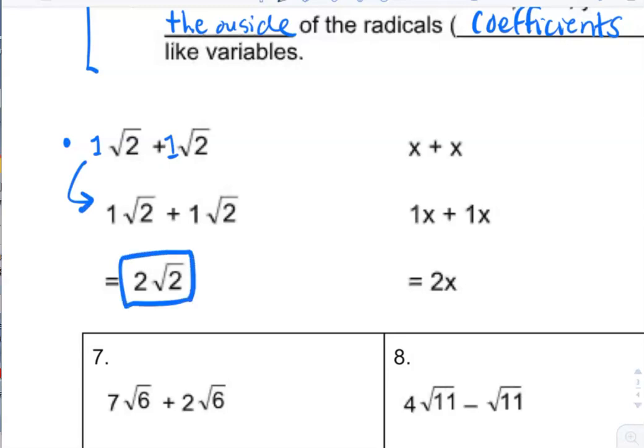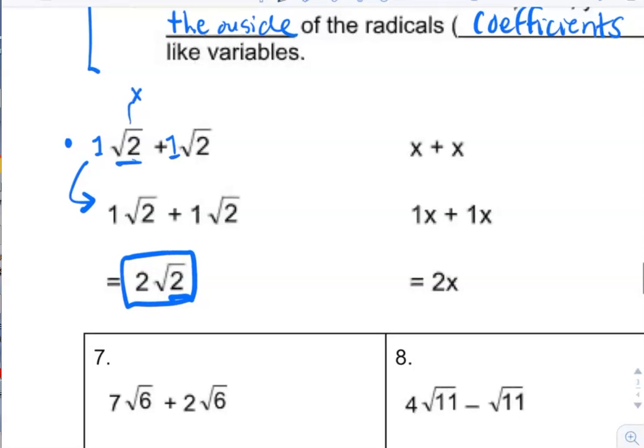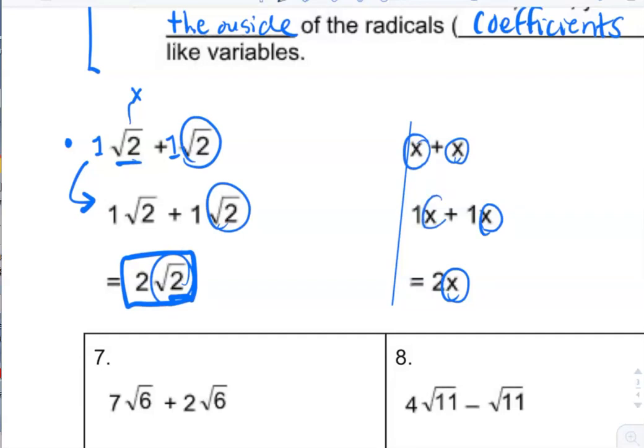So kind of think about it. I like the comparison over here. Think of that rad 2 as almost being treated like an x. So where you see x plus x, you know how to add your like terms up. That's like 1x plus 1x, which is just 2x. So you keep that x the same, like we keep the rad 2 the same.